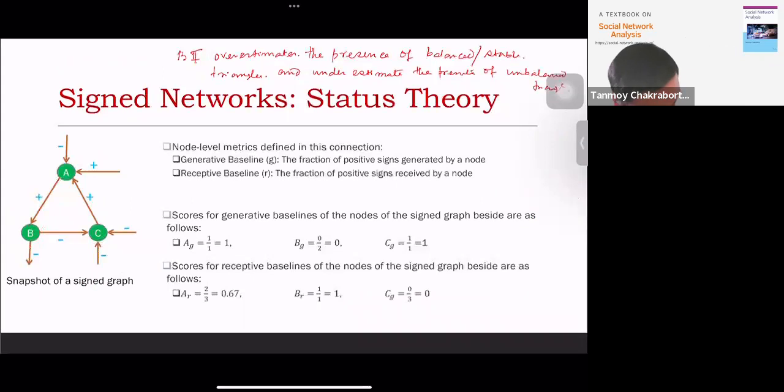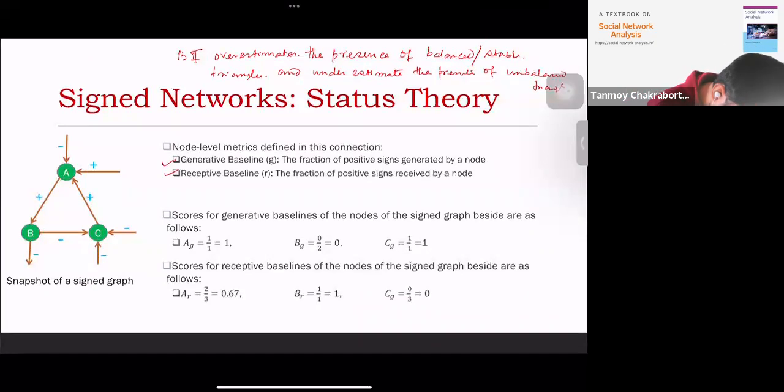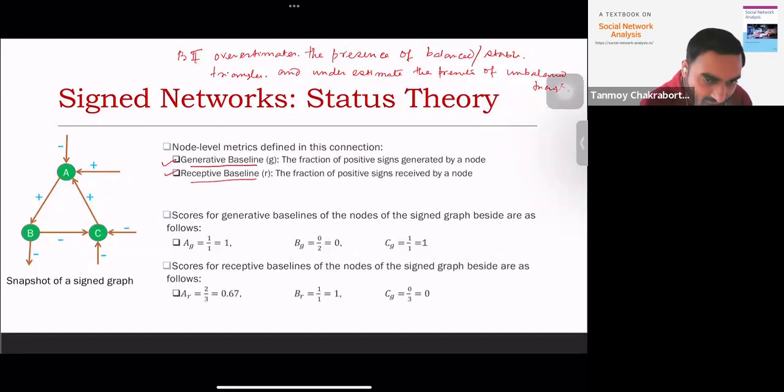All right, so let's go back a little bit. So in status theory, the two metrics are very important. One is called generative baseline, and the other is called the receptive baseline. What is generative baseline?